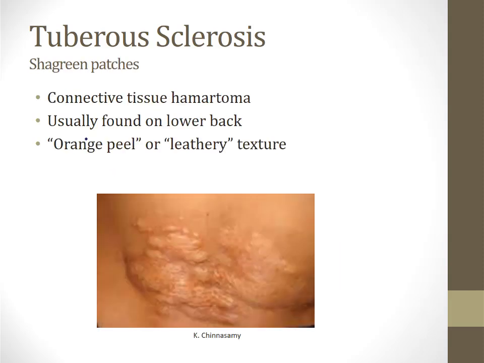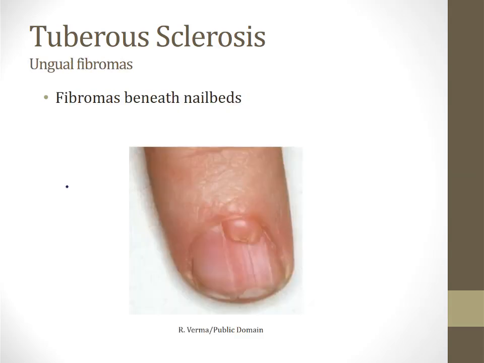A shagreen patch is another potential skin finding in tuberous sclerosis. It's a connective tissue hamartoma. It's usually found on the lower back, and it leads to a lesion like what's shown on the screen here, which is usually described as having an orange peel or leathery texture to it. And once again, this is just another hamartoma, the classic lesion of TS. There is a nail finding sometimes seen in TS. It's called an ungual fibroma. This is a fibroma beneath the nail bed, and it looks like this picture shown on the screen here.